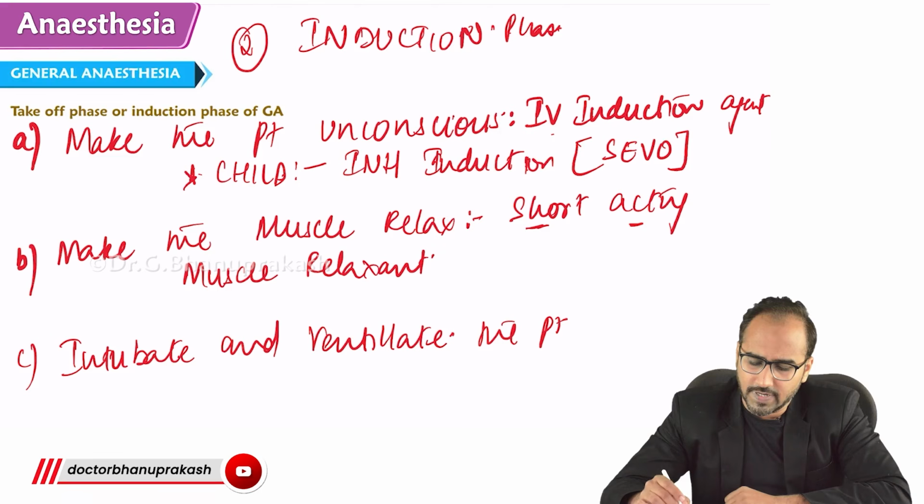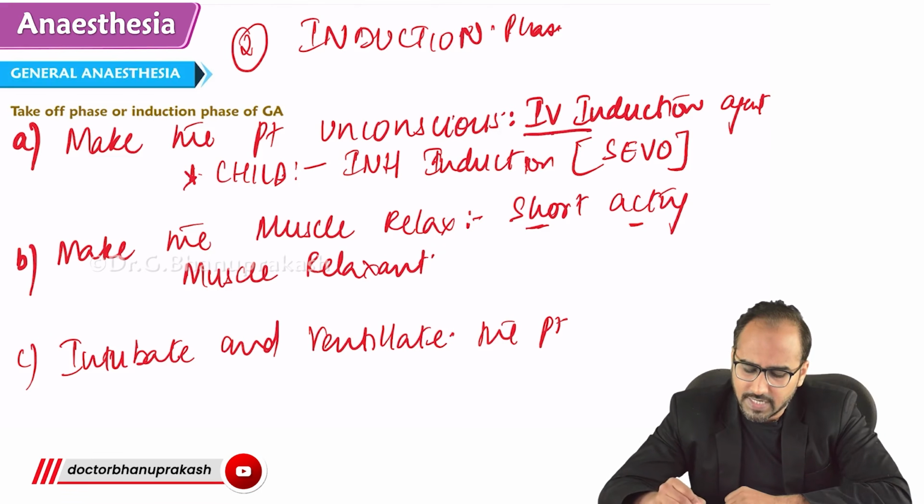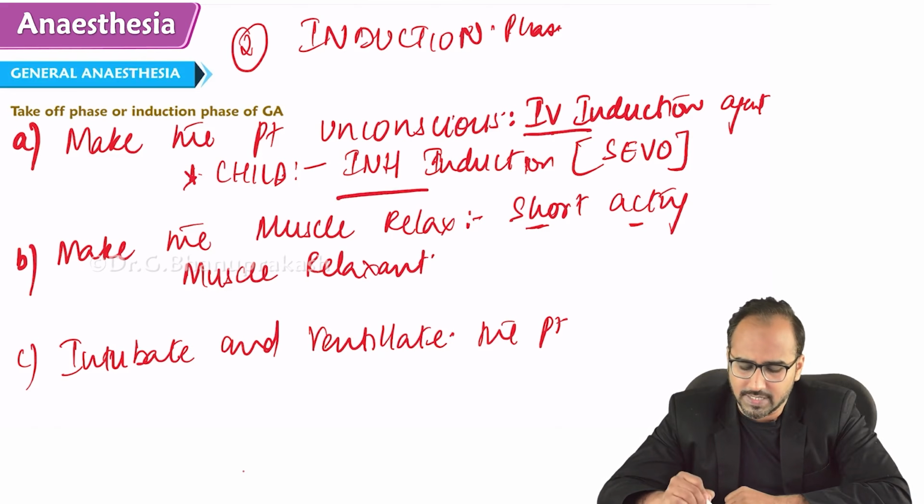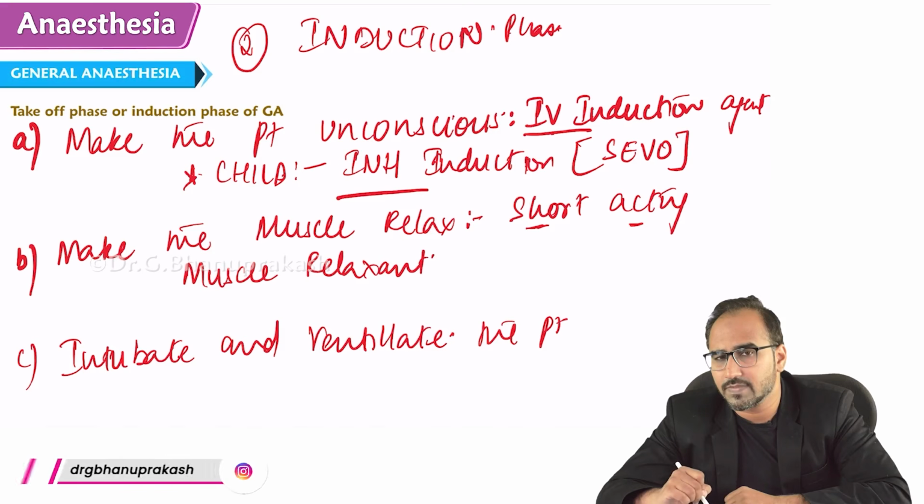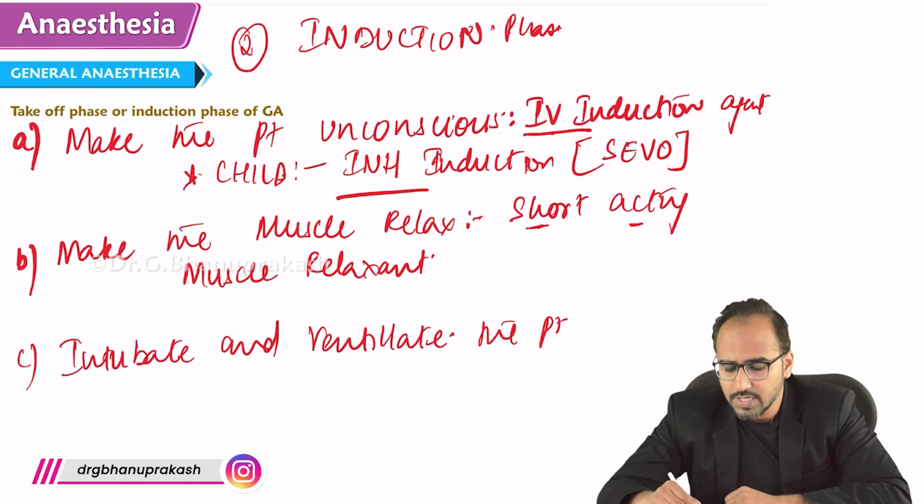So in the induction phase, you make the patient unconscious by IV induction. If it is a child, you make him unconscious by inhalational induction. Second, you make the muscle relax. Long-acting or short-acting? You make the muscle relax by giving a short-acting muscle relaxant. Then you intubate and ventilate.